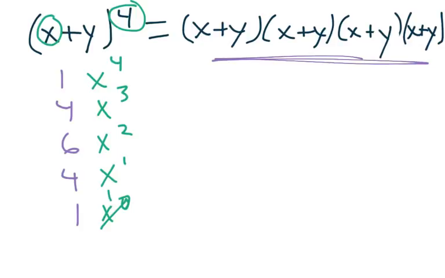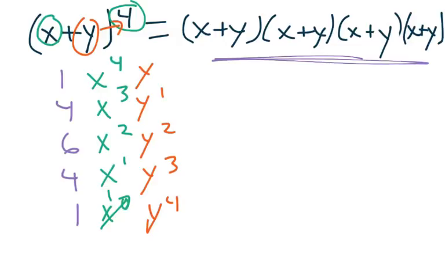What else? Well, the y also has a 4 power on it, right? Well, the y's are going to go backwards. We're going to get y0, then y1. See how I'm counting up? y2, y3, and then y4, with y0 being just simply 1. And that's basically all there is to it.